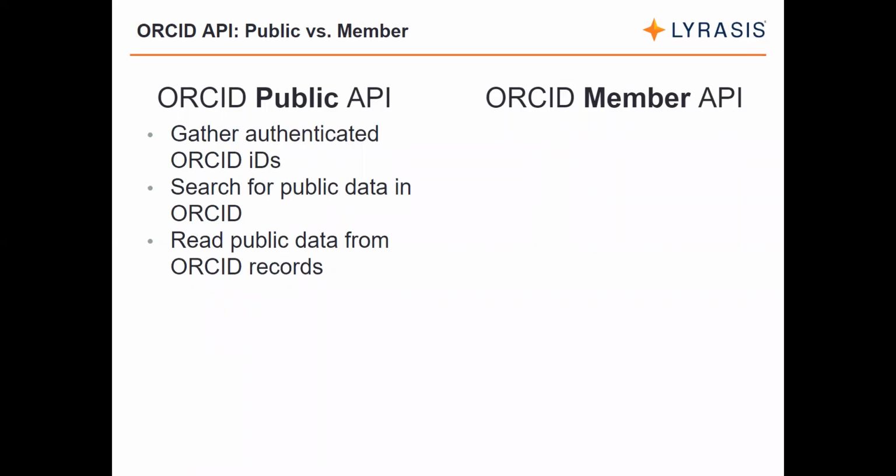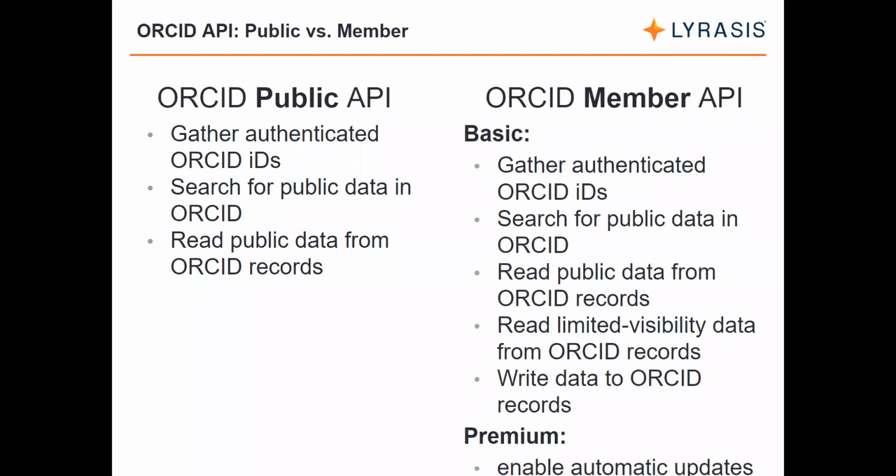And there are two types of member API. There's basic and premium. Premium has all of the same functionality as basic, it just offers an additional aspect of functionality. So both basic and premium allow for the same as the public API, collecting those authenticated ORCID ID numbers, reading public data, but also reading any data that's set to trusted parties only, so that limited access data, and writing to ORCID records, which the public API does not allow for.